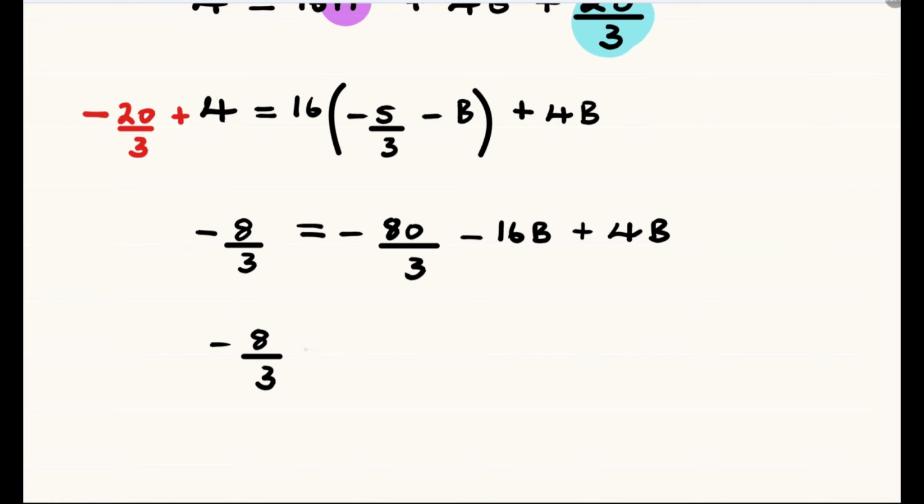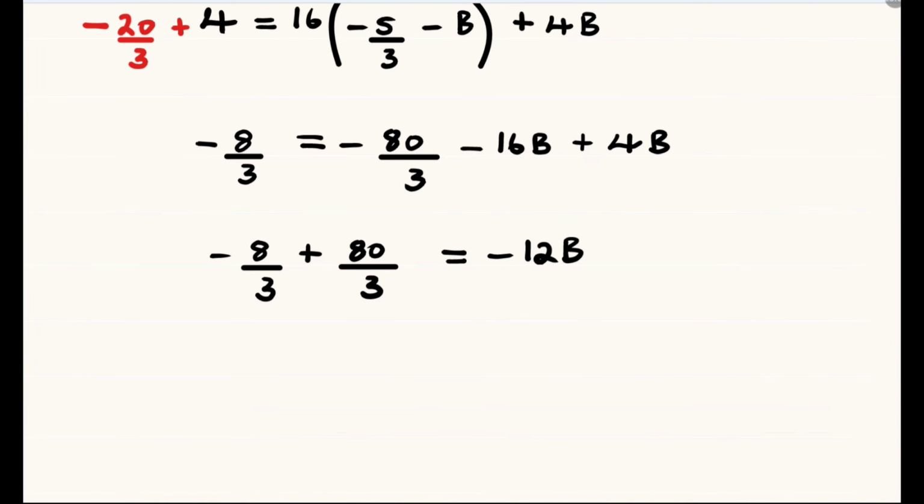We move the negative 80 divided by 3 to the left. It will change sign to positive 80 divided by 3. And this will be equal to negative 16b plus 4b, which is negative 12b. Negative 8 over 3 plus 80 over 3 is equal to positive 24. And this will be equal to negative 12b. Dividing both sides of the equation by negative 12, our b will be equal to negative 2.